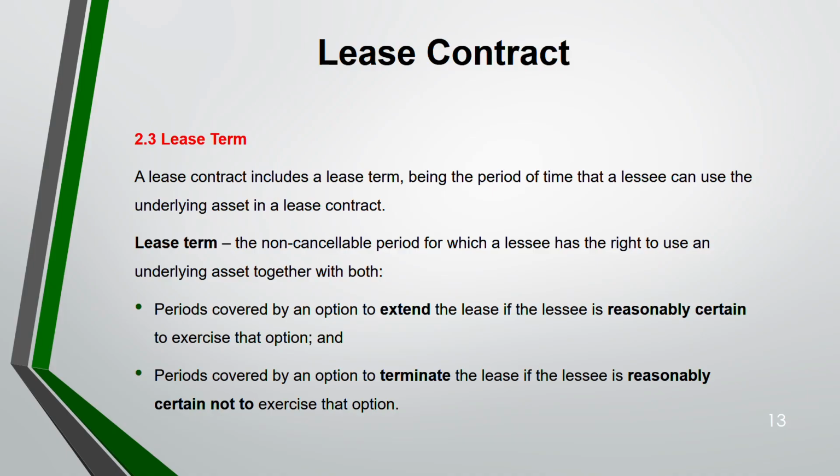So if you have the option to terminate the lease, your lease term will be shorter. If you have the option to extend, you will take the extended period. That would be your lease term. Okay, non-cancelable means you can't cancel this period. That is known as a lease term, during which the lessee can use the asset.